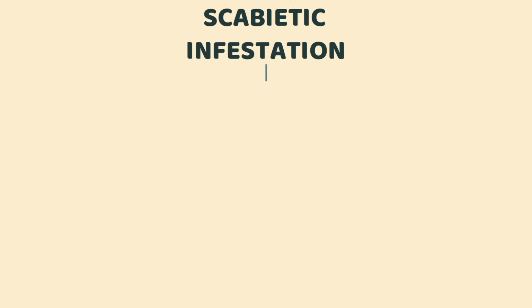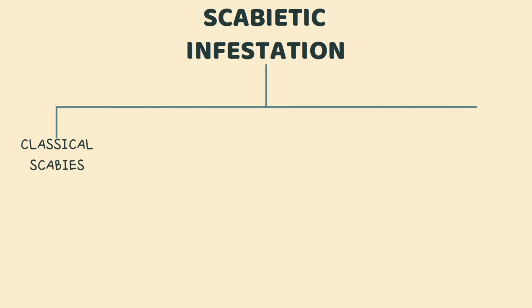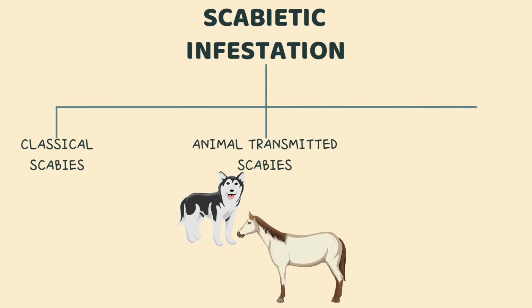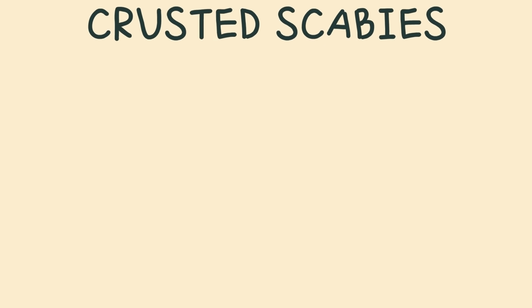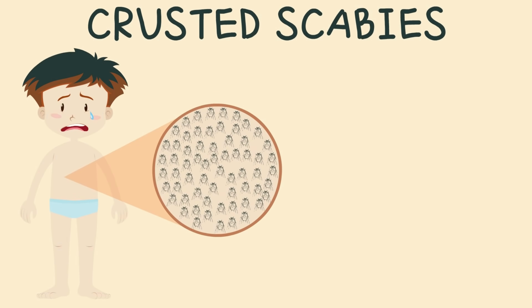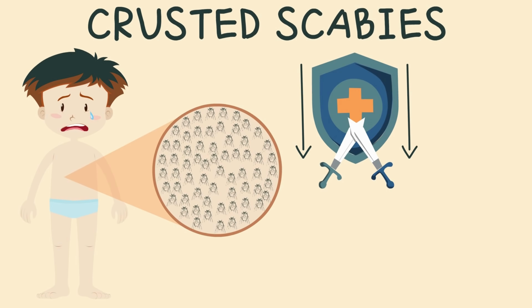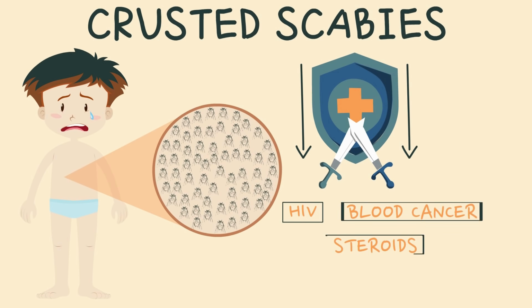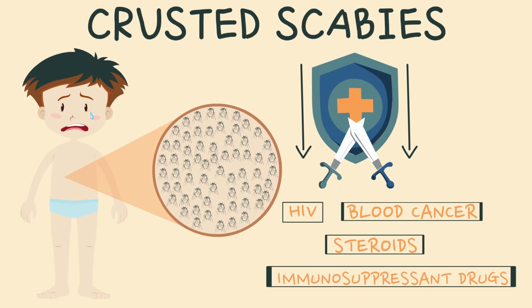Scabetic infestation can be classified into classical scabies, which is the most common form, and animal transmitted scabies, which is acquired from animals like dogs, horses, etc. And lastly, we have crusted scabies or Norwegian scabies. Here the host may be colonized with many millions of mites. It is the most severe form of scabies and happens in people with a weak immune system, such as those caused by infections like HIV, blood cancers, or chronic use of steroids or other drugs that suppress the immune system.